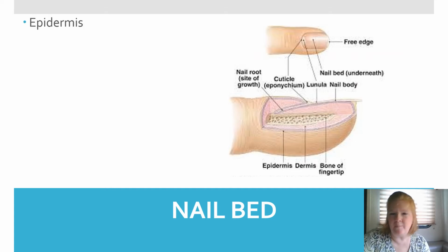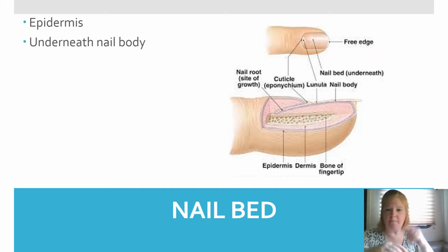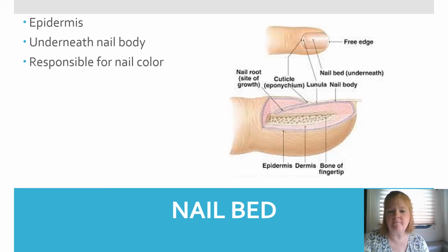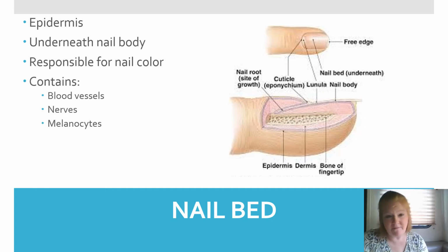What about the nail bed? Well, the nail bed is epidermis. It's underneath the nail body. It's responsible for our nail color. It contains blood vessels, it contains nerves, it contains melanocytes, okay? So my nail color might be different than your nail color because of what is in the nail bed.